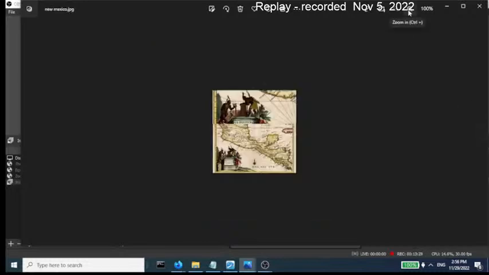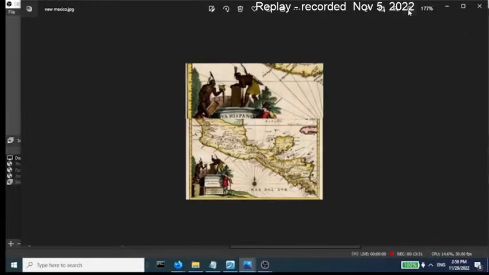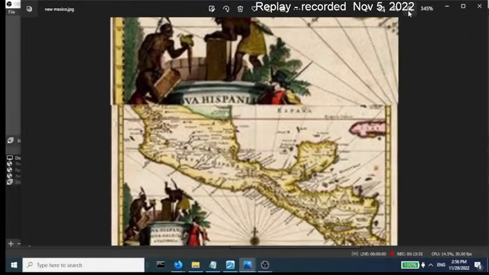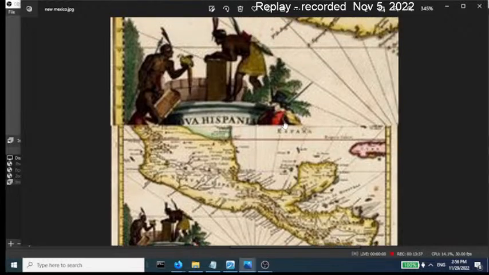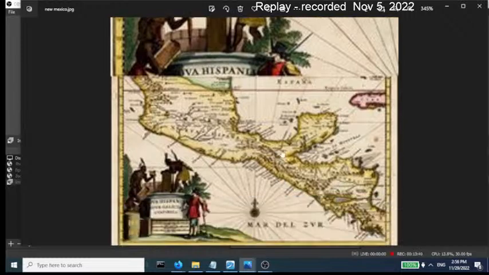Who's this? This is New Mexico. You see it says Nova Hispania. So this is New Mexico. See, there's black people there, and you could clearly see that's a white man. Compared to them, it's black. So there wasn't white people there in New Mexico.